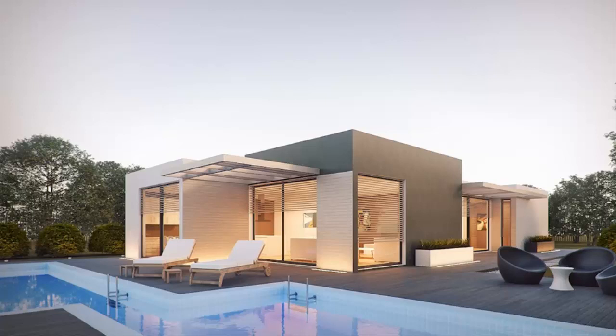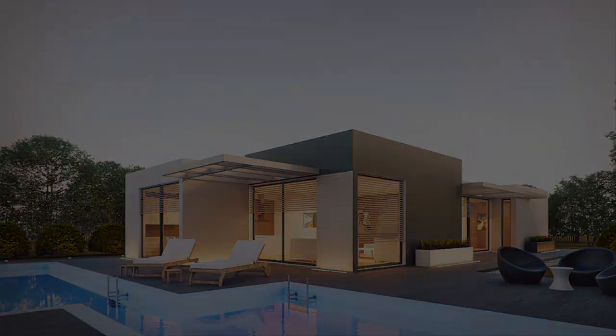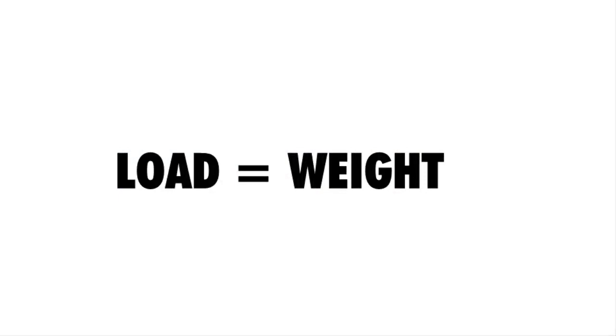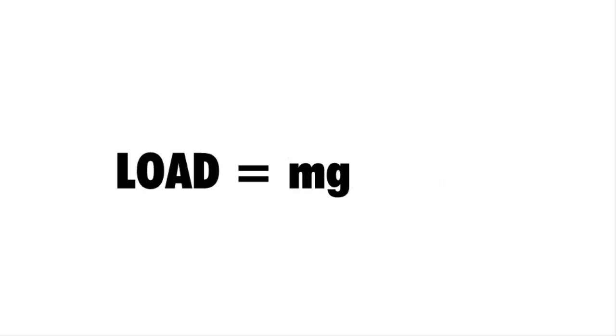Most dead loads and live loads on structures are vertical loads and come from the weight of the objects themselves, and so load can be equated to weight. We know from previous videos that weight is a gravitational force and is equal to the mass multiplied by acceleration due to gravity. So load is also equal to mg.